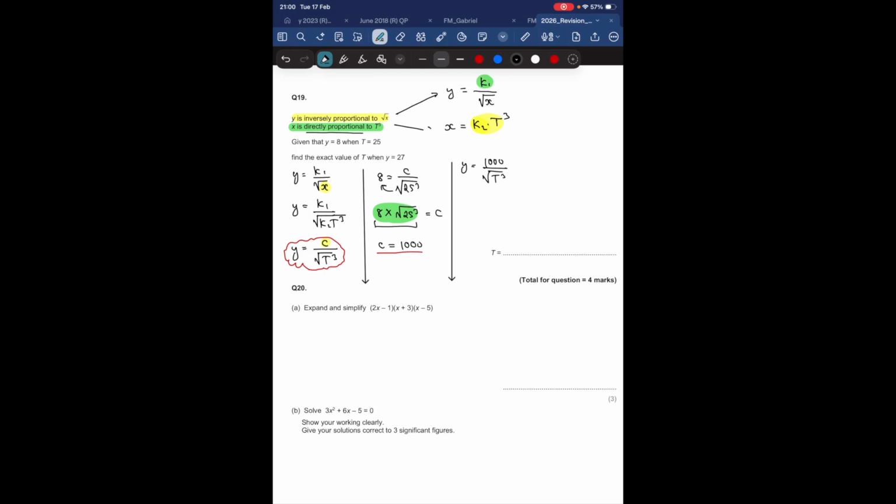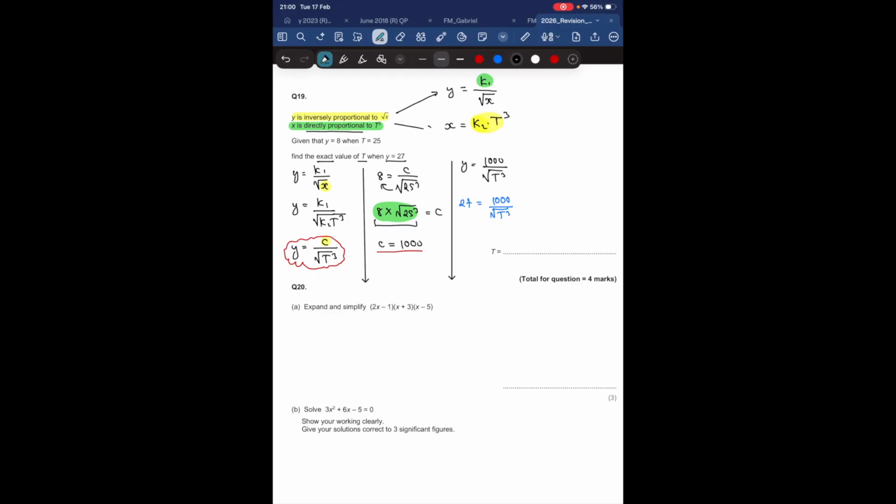Now, there's more to this question because they're now asking us to work out the exact value of t when y is equal to 27. So I'm going to do a substitution. So I'm going to replace the y with 27. And I'm going to get 27 equals 1,000 over the square root of t cubed.